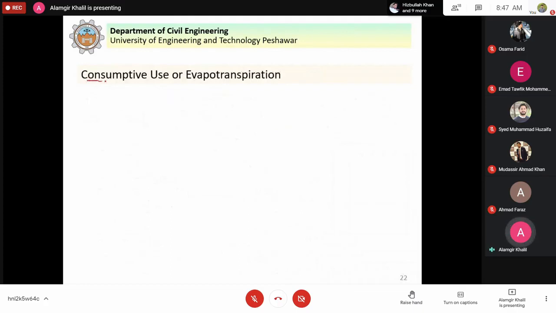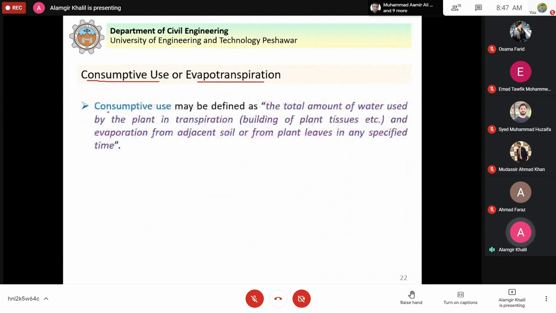Next we discuss consumptive use or evapotranspiration. Consumptive use may be defined as the total amount of water used by the plant in transpiration, that is building of plant tissues, etc., and evaporation from adjacent soil or from plant leaves in any specified time. So this is consumptive use. This is also known as evapotranspiration.